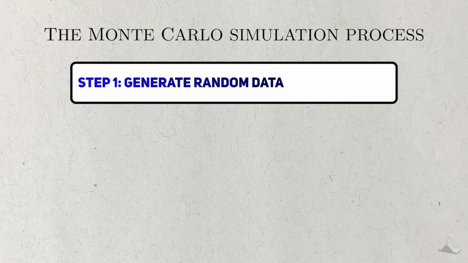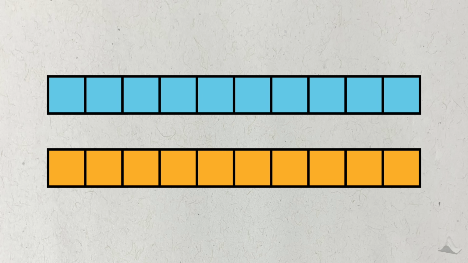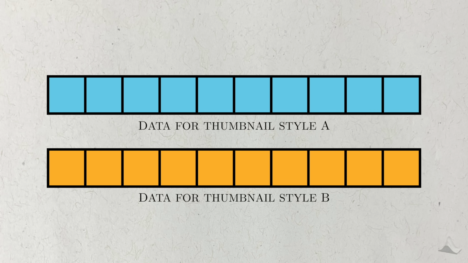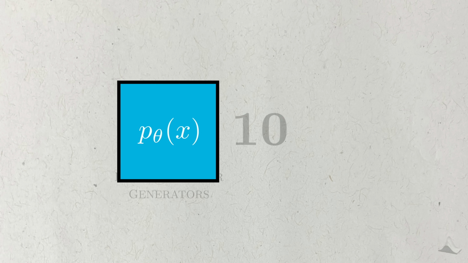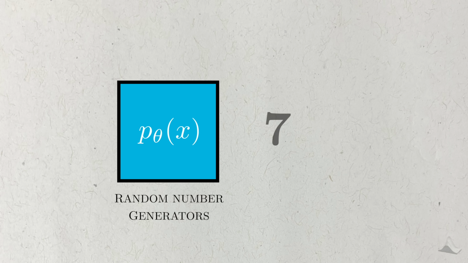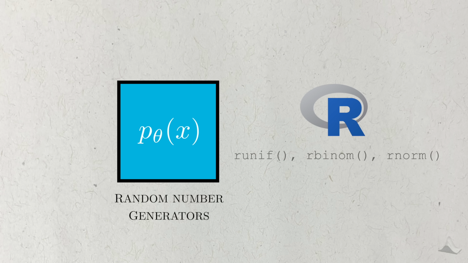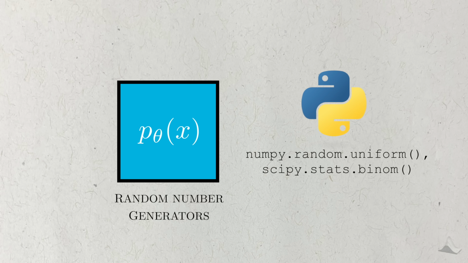Since we're dealing with a 2-sample problem, we need 2 vectors. One to represent the views that style A got over 1 year, and another for style B. For simpler problems, this data usually comes from random number generators that are available in most programming languages. Base R has functions like runif, rbinom, and rnorm that let us sample from the uniform, binomial, and normal distributions respectively. Python has similar functions, but in the NumPy or SciPy libraries, I think.